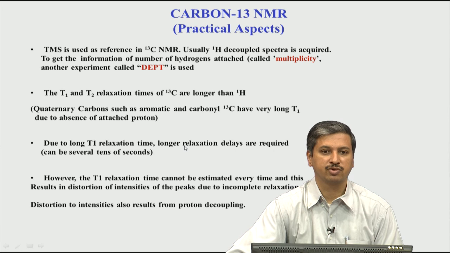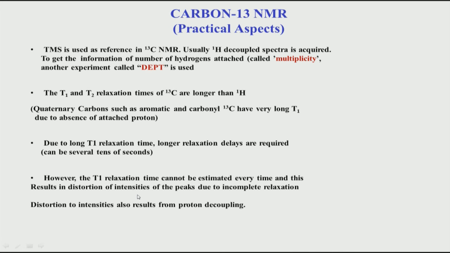Now, what is the consequence of that? The consequence is that for those carbons where the T1 relaxation is very long, we are not using the correct relaxation delay, and because of that the intensity of those peaks will get distorted. Distorted means they will no longer have the correct intensity. And why is it so? Remember, it depends on the relaxation delay and the recovery of the magnetization. If I do not recover the magnetization completely, my signal intensity is lost.